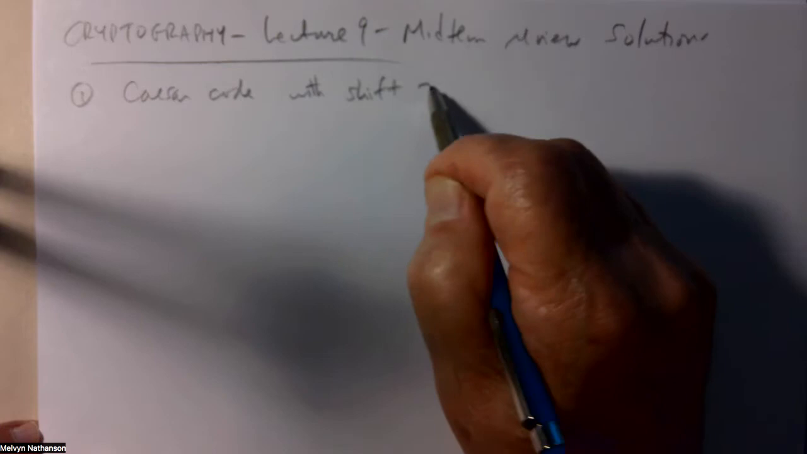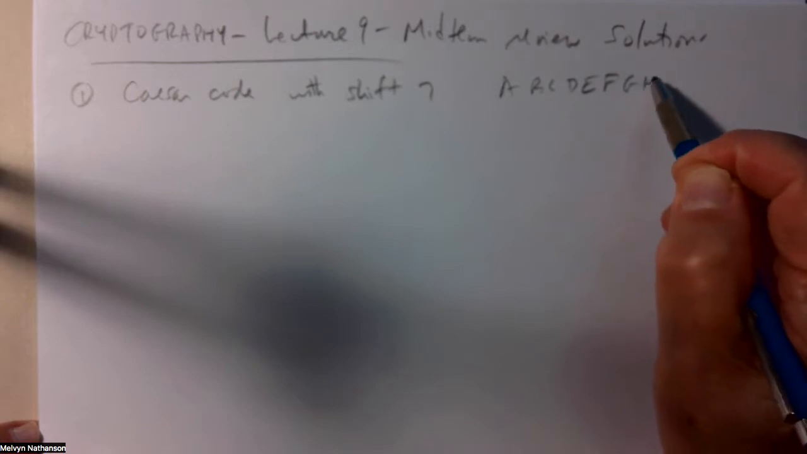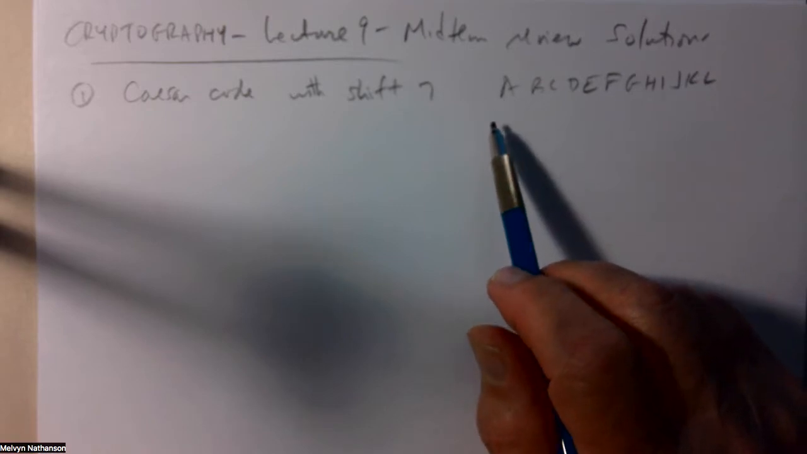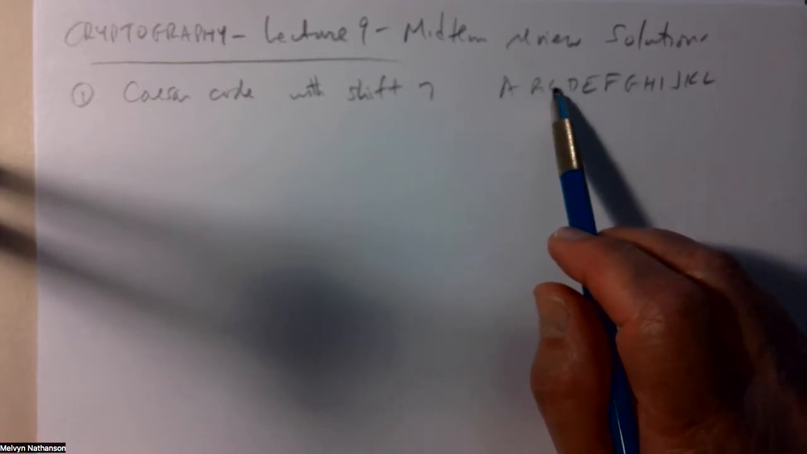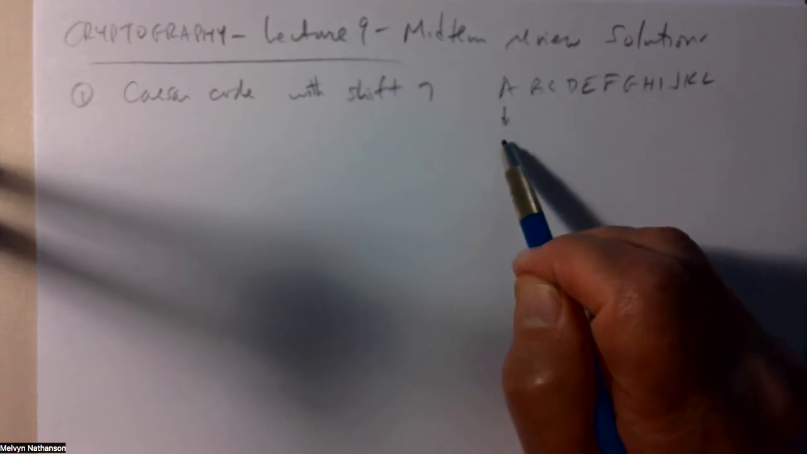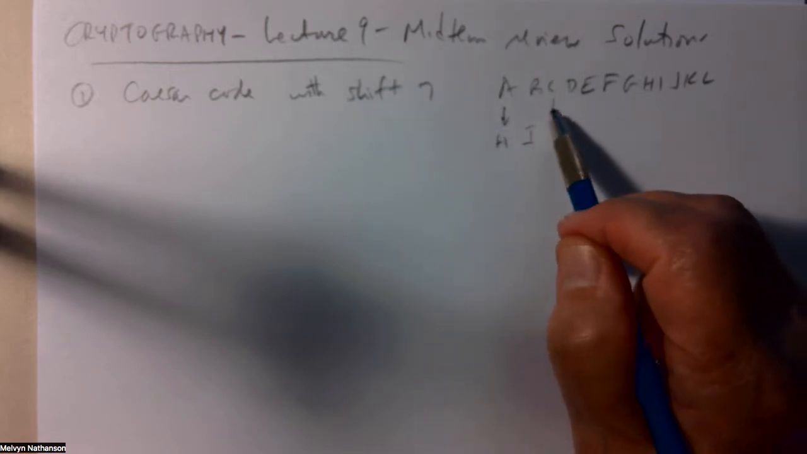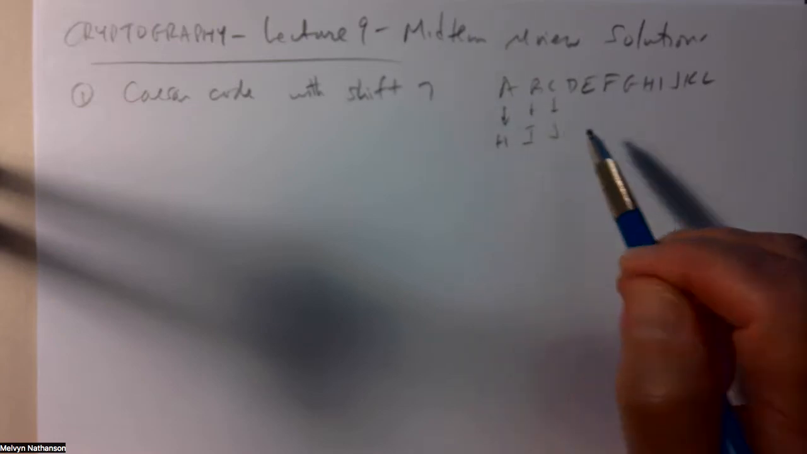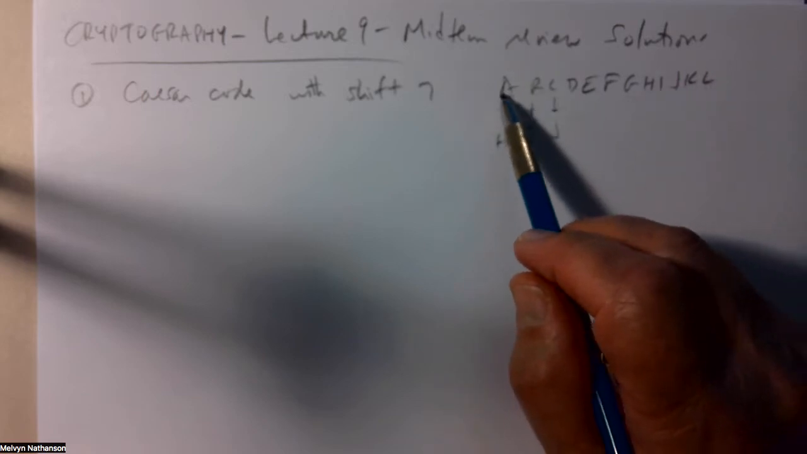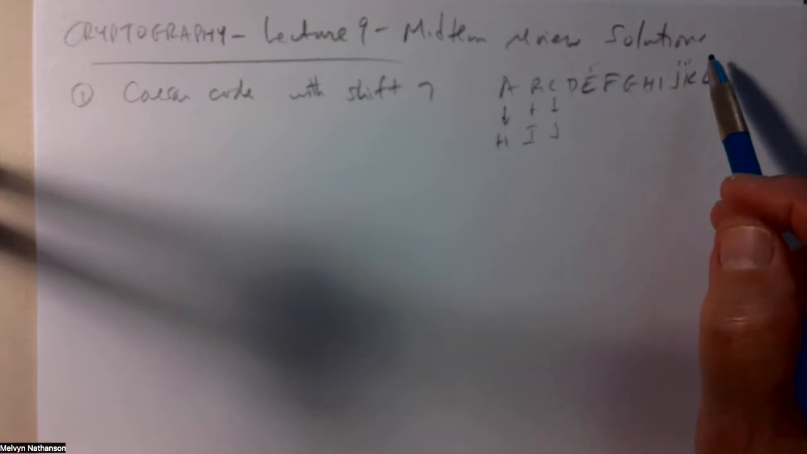of 7 letters. So A, B, C, D, E, F, G, H, I, J, K, L, and so forth. If you shift A to the right by 7 letters, 1, 2, 3, 4, 5, 6, 7. So A becomes an H. B becomes I, and so forth. C becomes J. Let's see, this is first, second, third, fourth. This is the 5th letter. 6, 7, 8, 9, 10. That's the 10th.